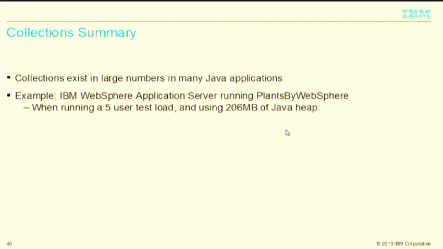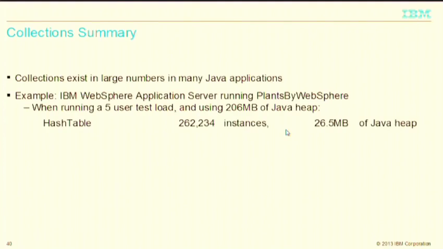So we ran the IBM WebSphere Application Server. I work for IBM, so I have to do everything with my technology. It's like the rule. If I came in here and talked about Tomcat, I'd probably get fired. So we did this with WebSphere Application Server with Plants by WebSphere, which is a sample application that gets shipped with it. And this was done on WebSphere 7, so it's a couple of releases old. We're now on 8.5.5. I ran a load test with 5 users, and that had heap usage of 206 meg. So this wasn't a big, massive application, but it was using 200 megs worth of memory.